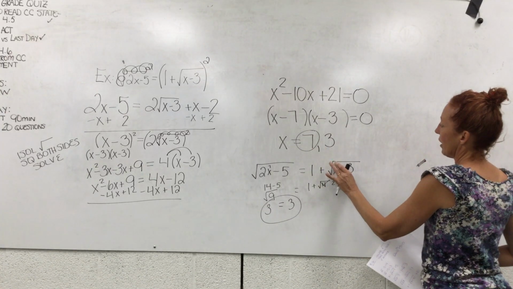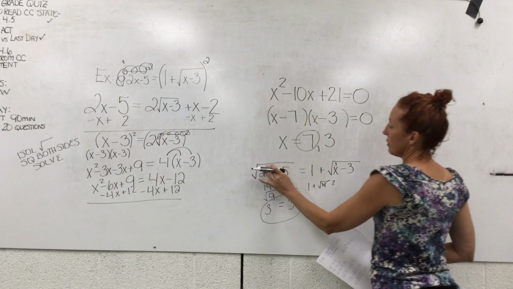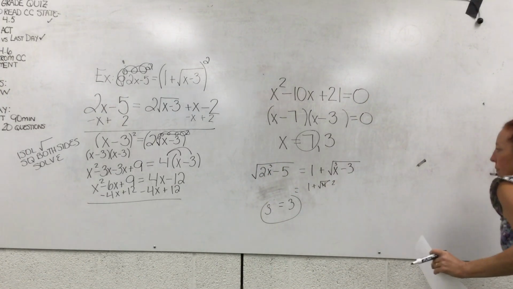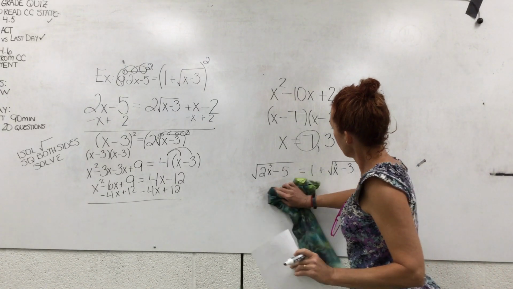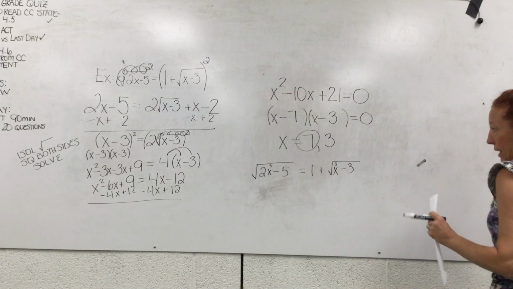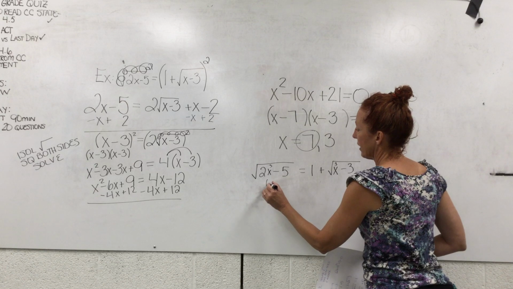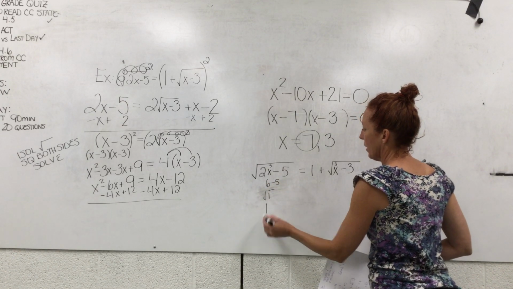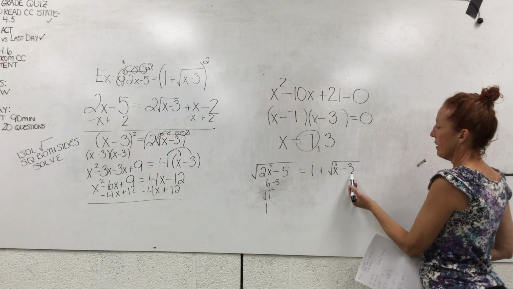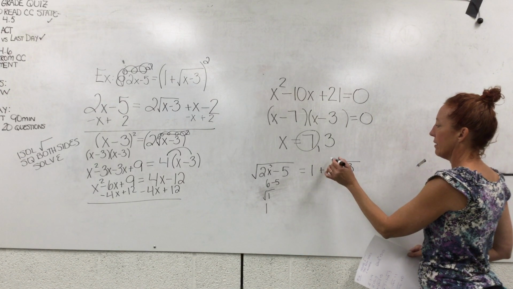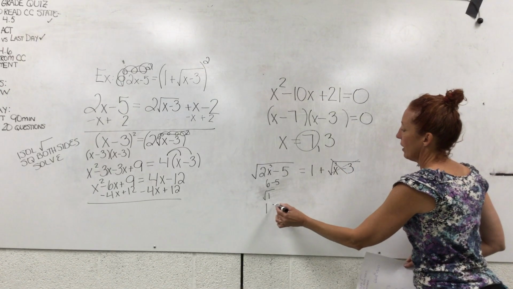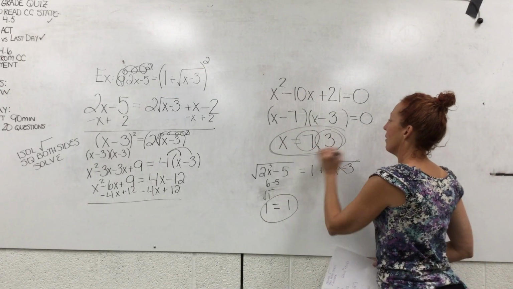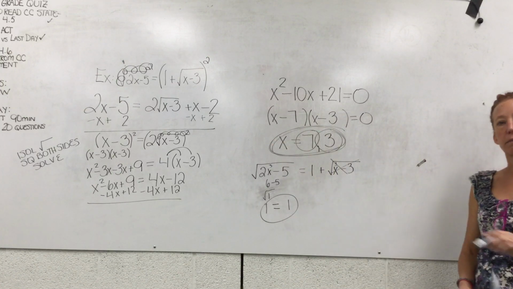If you want to go and check 3 for an answer, then all of this would erase. So 2 times 3 is 6. 6 minus 5 is 1. The square root of 1 is 1. 3 minus 3 here on the right side is 0. And so then that's 1 equals 1. And so both work out. And so there you have it.